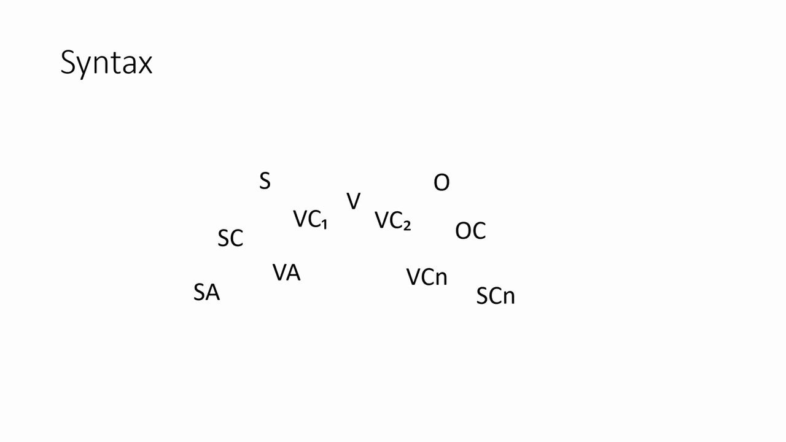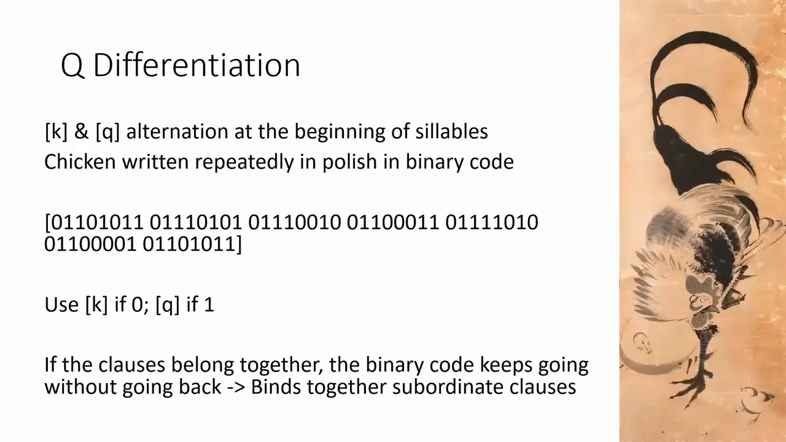Then, there's a few more rules that must be taken into account. In the first place, there's ka and ka alternation. In order to express continuity among sentences, that means to state that the idea is still being expressed, you alternate those two phonemes. It is done through the ancient binary code. It is the Polish word for chicken in binary, repeating itself throughout the continuing sentences.